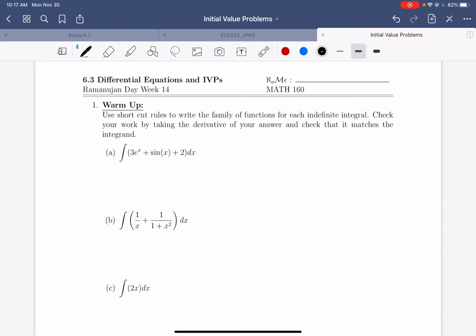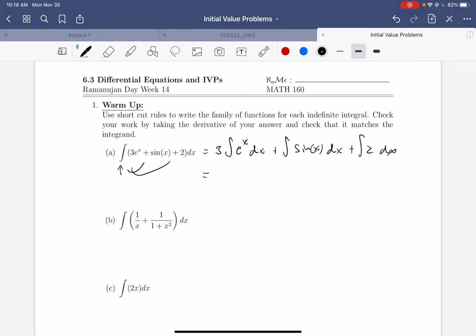All right, let's do a quick little warm-up with some antiderivatives. So antiderivatives, or integrals, whatever you want to call them, they behave linearly, so I can distribute the symbol over the sum, and I get this new expression here, where I have the antiderivative of each individual function, so e to the x, sine x, and 2.